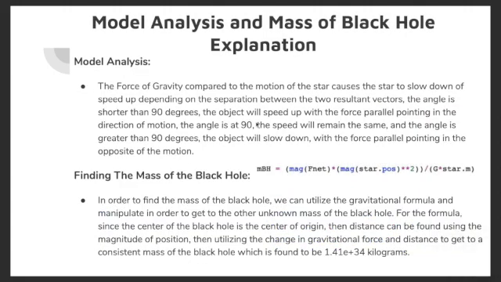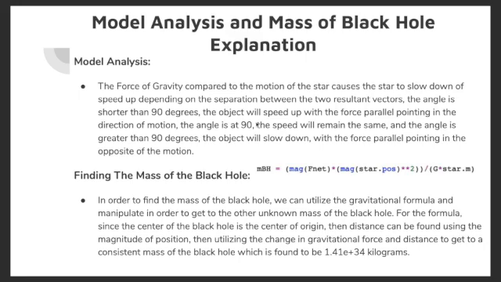Now for the model analysis, the force of gravity compared to the motion of the star causes the star to slow down and speed up depending on the angle between the two vectors. When the angle is shorter than 90 degrees, the object will speed up, with the force parallel pointing in the direction of the motion. At 90 degrees, the speed will remain the same because there's no Fnet parallel, only Fnet perpendicular. Then at greater than 90 degrees, the object will slow down, as the resultant force parallel, due to the gravitational force, points in the opposite direction.